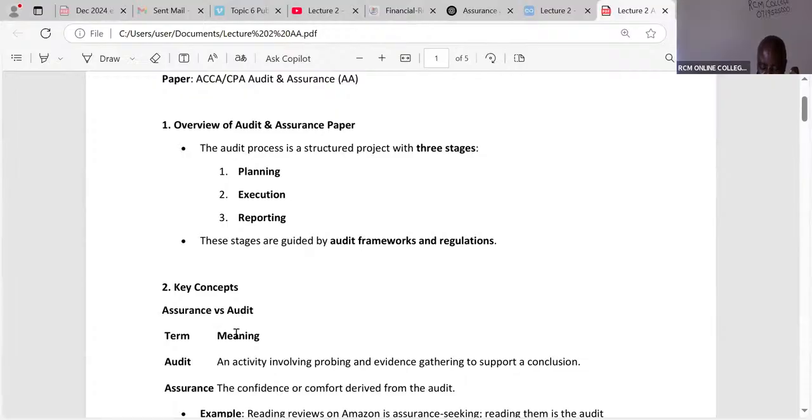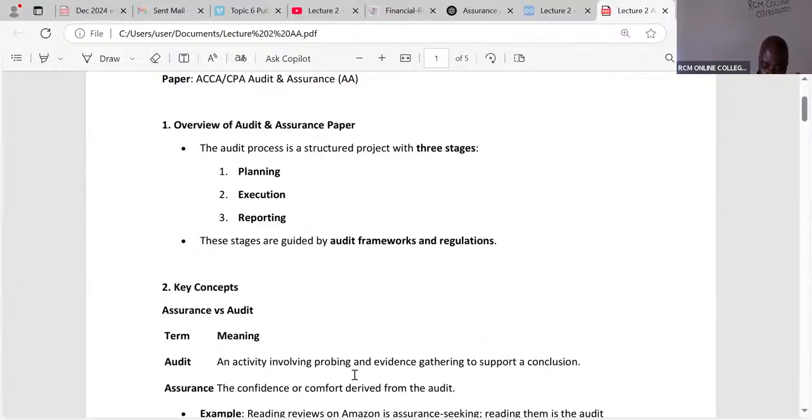So in this case here, the meaning: audit is an activity involving probing. Probing means asking intense questions and gathering evidence to support a conclusion. Yeah, we are gathering evidence for us to be able to support a conclusion. And in all cases, audit is normally done over financial statements. Audit, we audit financial statements.